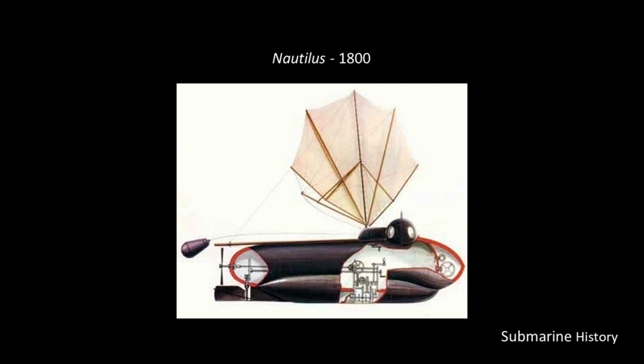These tests also showed that Nautilus could make 2 knots on the surface with its sail and travel faster underwater than a rowing team on the surface. Fulton also successfully demonstrated the dragged mine concept by destroying a 40-foot sloop provided by the French Admiralty.